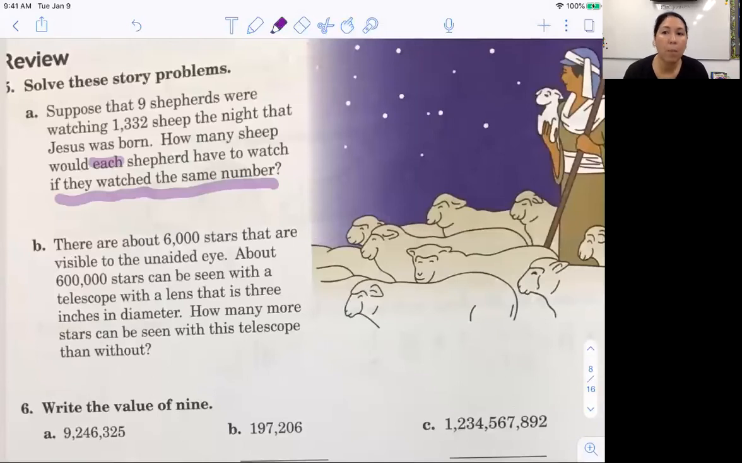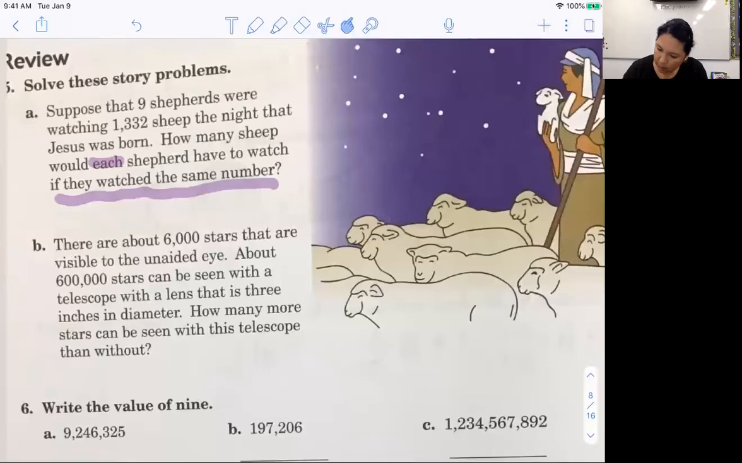So whenever I want my number to be less, I'm either going to subtract or divide. So do you think I'm going to subtract 9 shepherds from the sheep and that will tell me how many sheep each shepherd's going to do? That's not going to be right, because that's still going to be a really big number, right? If I take 9 from 1,332, I'm going to have 1,320 something, right? So that wouldn't make sense for each shepherd to have that many. So we're going to divide on this one, okay?